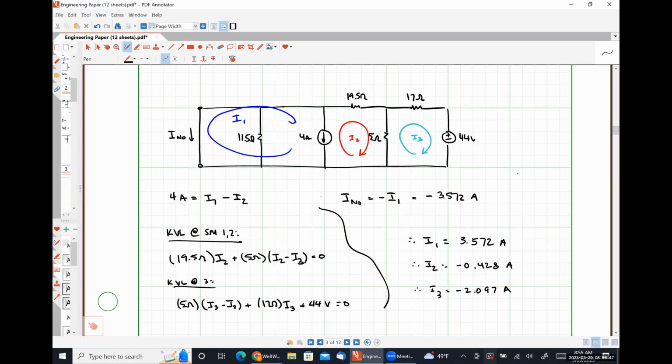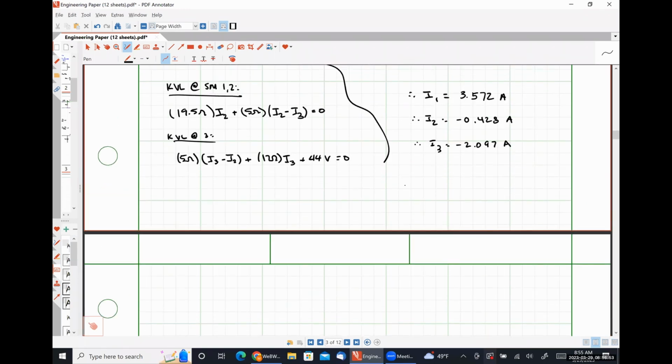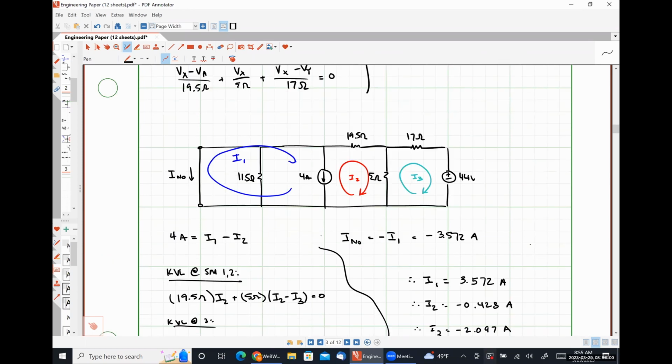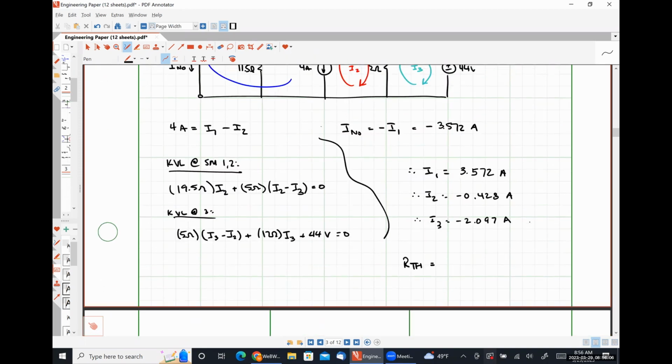Okay. All right, so just to check our work here. Our Thevenin resistance should be, scroll up and find it, -27.528 volts over -3.572 amps.